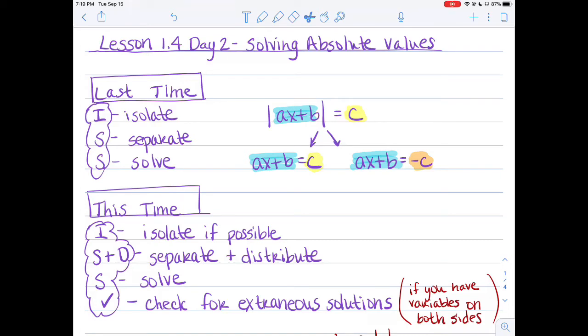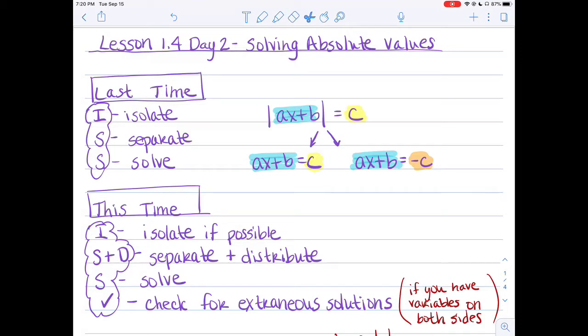Hi everyone, today we're going over lesson 1.4, day 2. We're continuing to solve absolute value equations. So to remind you of what we did last time, we used a technique called ISS, which stood for isolate, separate, solve, to solve an absolute value equation.